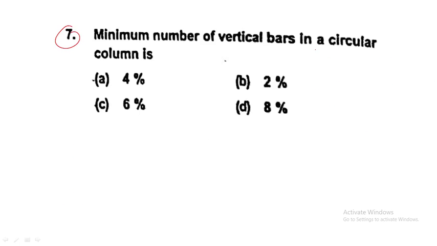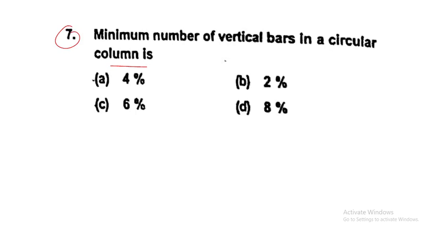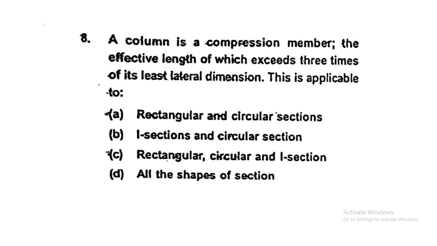Minimum number of vertical bars in a circular column, right? Minimum number of vertical bars in a circular column. What is the minimum numbers? I think they have given the question answers in the wrong way. Don't worry, because they have given percentages, right? That is given by mistake, right? So we can say 6% or 6 numbers. Okay, these are all not there. Percentage should not be given because they are asked in numbers, right? So 6 numbers. Next question.